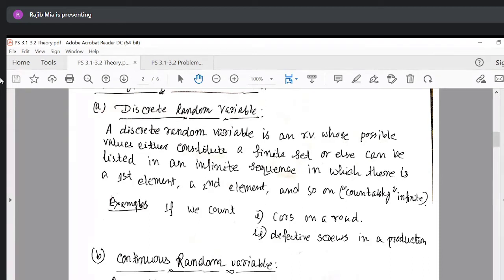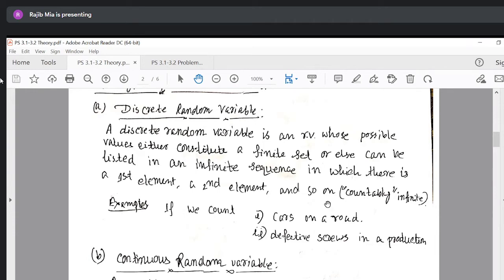Okay. So if the possible values of the random variable x form either a finite set or a countably infinite set, then we say that it is a discrete random variable. For example, if we count the number of cars on a road, or the number of defective screws in a production, these are examples of discrete random variables. That is, for a random experiment, if we count something, that means the random variable is discrete, and the distribution should be a discrete distribution.